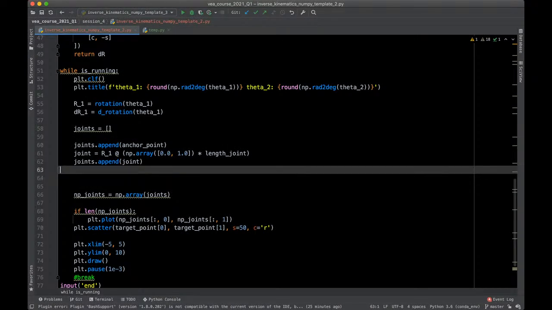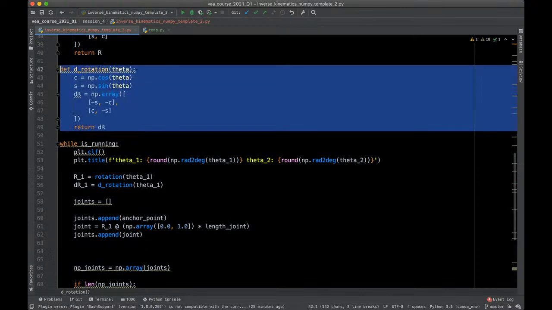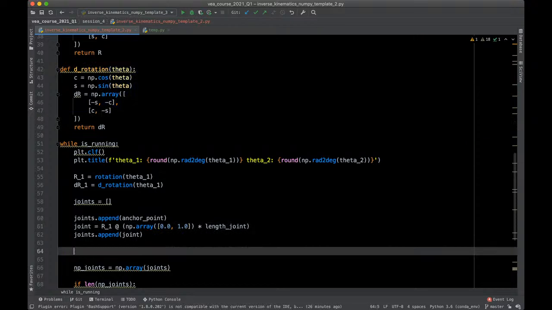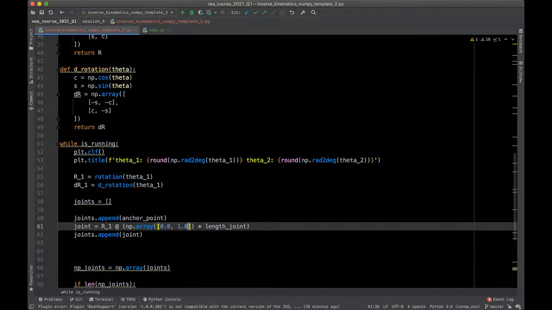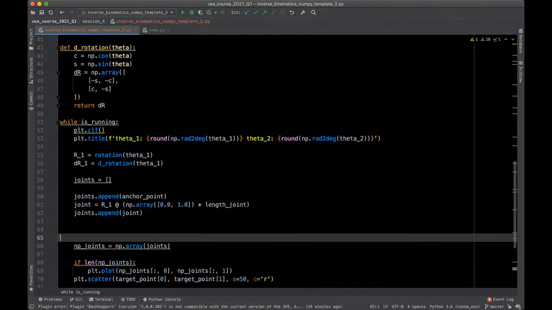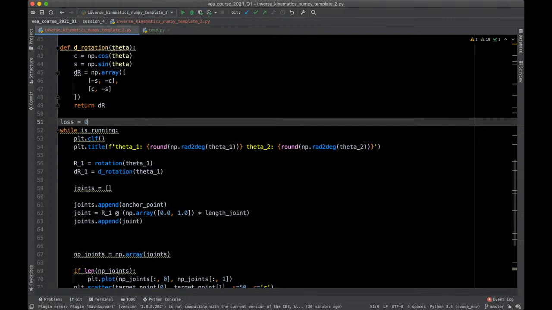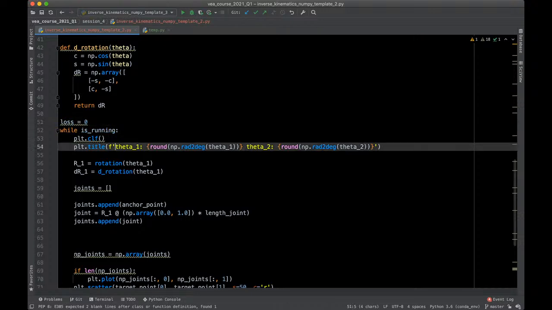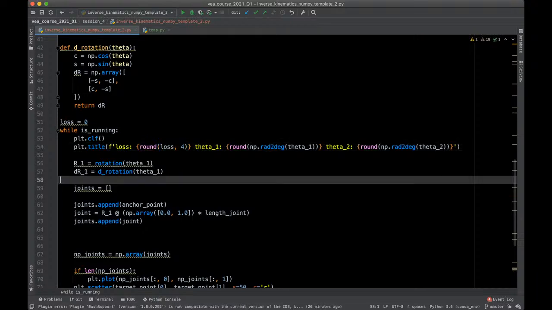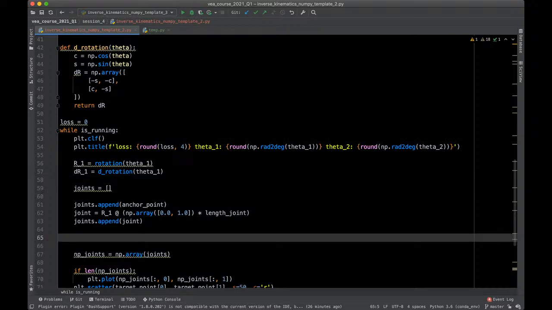So, okay, here we have the implementation of the D rotation. Like many of you did this, great. So that's cool. Then we need to implement the loss function part. So one thing I like to do is add the loss here, loss 0, so that I can track my loss to see it visually here. Let's round it to 4 digits. I want to see it on the top as well, because the loss should reduce, right?